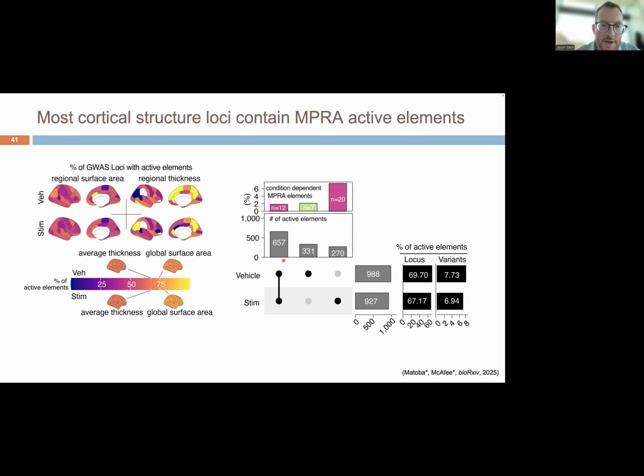We also found that in general, EMPRA activity was shared between our vehicle and Wnt stimulated conditions, although there were cases where we identified genetic variants or loci that only had activity in the vehicle or the stimulation condition. We also used interaction tests to see if there were significantly different effects between the conditions, like in the stimulated condition, and did identify a small subset of those as well. So overall, most loci contain some EMPRA active elements.